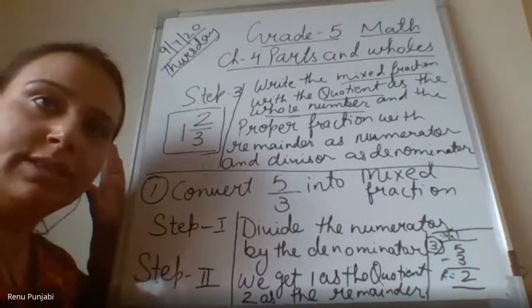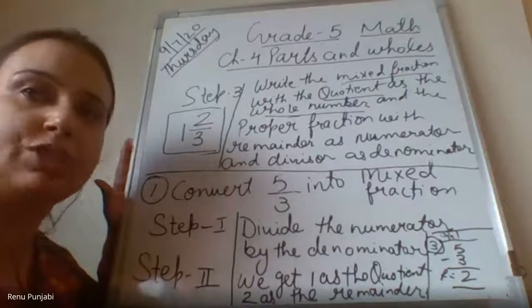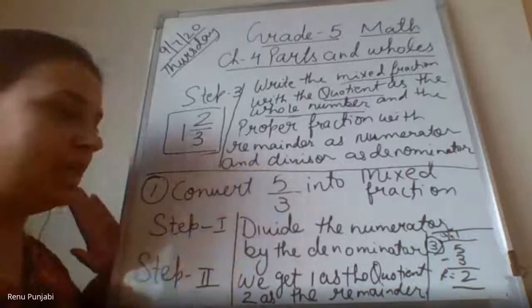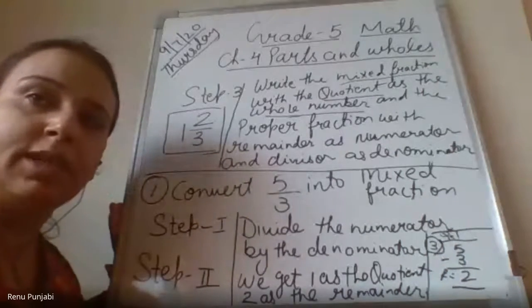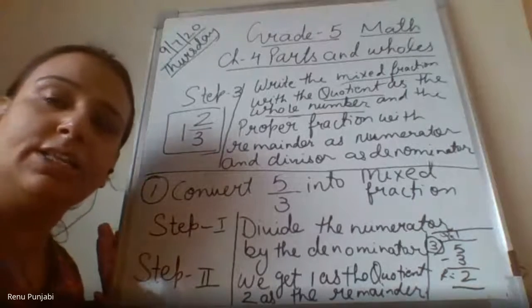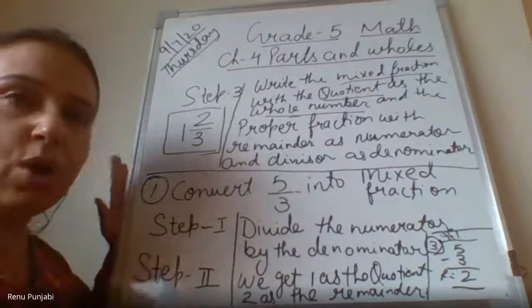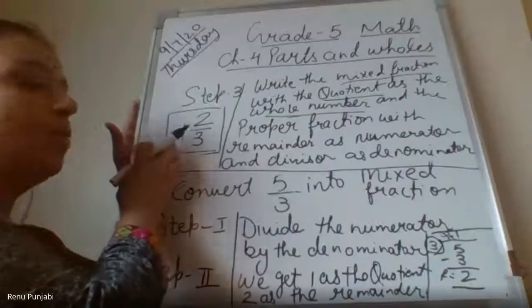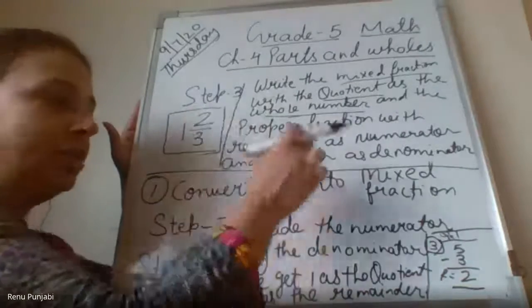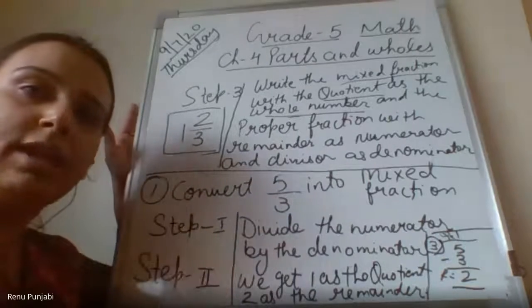Only in this sum we write the steps. Other sums for practice we will do without steps because now we understood what we have to do. First we have to divide the numerator and the denominator. Then we will get the quotient and the remainder. After getting them, arrange them in the mixed fraction. The quotient will be your whole number, your remainder will be your numerator and your divisor will be your denominator. Are you all clear, children, till here?